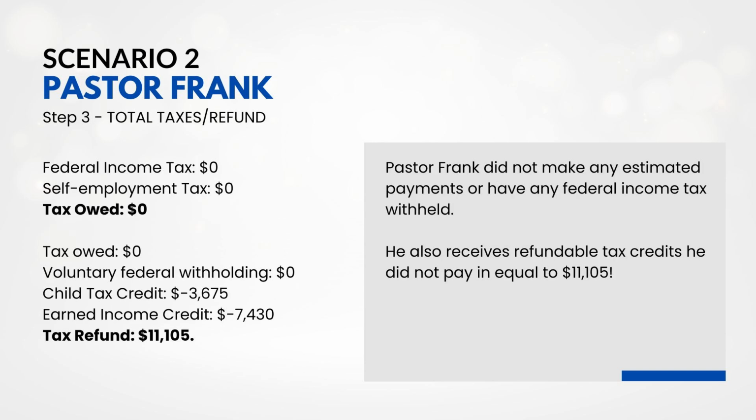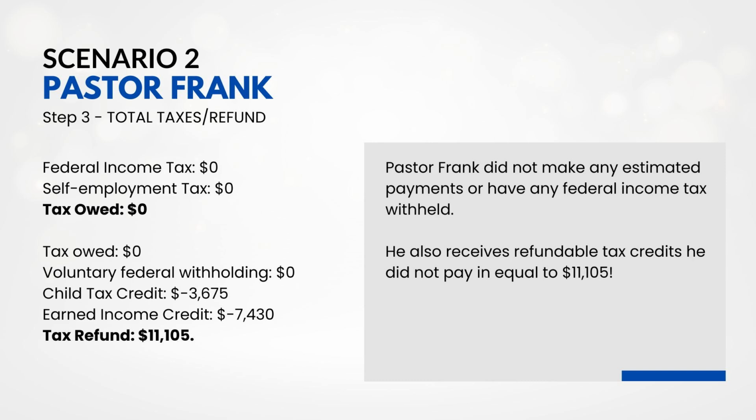Now here is where this scenario gets really interesting. Pastor Frank owes no federal income tax and no self-employment tax. He also did not contribute any tax throughout the year through voluntary federal withholding or quarterly estimated tax payments. But because he is exempt from Social Security and Medicare tax, the tax credits that he's eligible for are based on his taxable wages, without including the housing allowance. This is a really important distinction in understanding the financial impact of opting out of Social Security and Medicare.